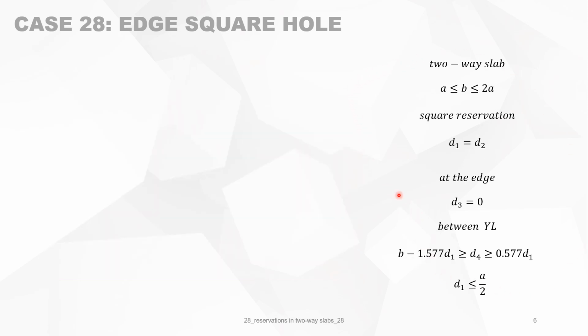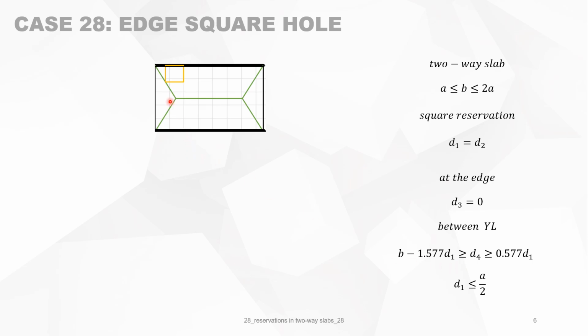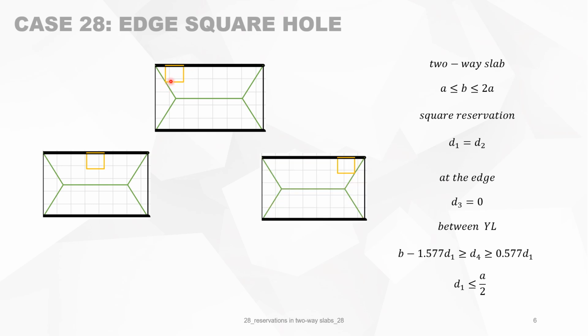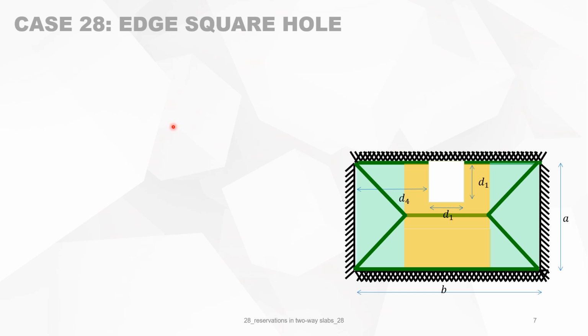We can substitute the values of the S parameter, and we arrive at those conditions. We see that the condition on D4 depends also on the size of the slab. We can now visualize the different possibilities, which is quite straightforward. It's a rectangular reservation going from, for instance, left to right without crossing the yield lines.